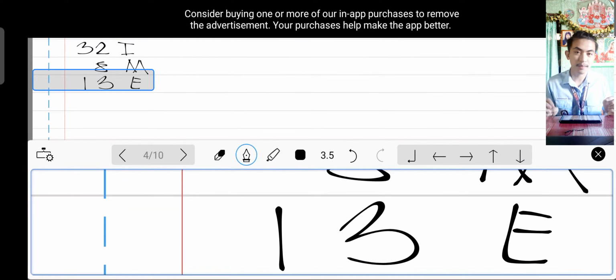Sorry guys for the noisy environment. We have a furniture shop in the neighbor, and we have many chickens here.